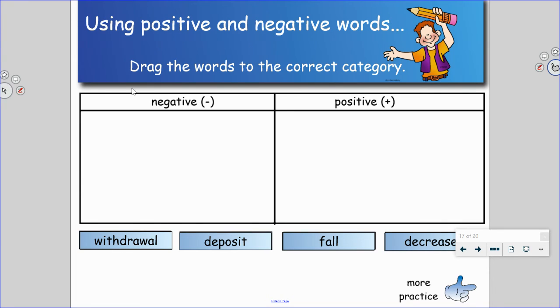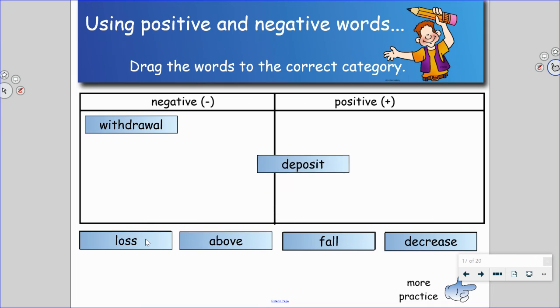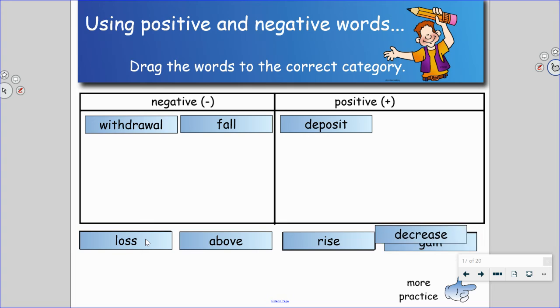All right, I think what I'll do is I'll do 4 words at a time, and I'll try to interspace it. So, for instance, I'll do the first. Withdraw means you are losing money. Deposit means you are gaining money. To fall means to go backward. And to decrease also means a negative direction.